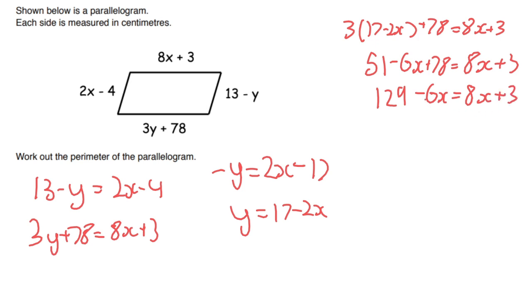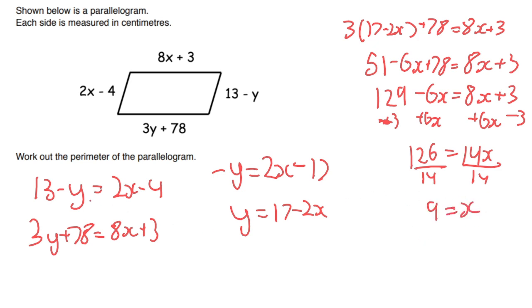Then I want to get all the x's on one side and all the numbers on one side. So I can add 6x on both sides to get rid of the 6x. And I can also subtract a 3 on both sides to get rid of this 3. So now I'll be left with 126 equals 14x. I divide both sides by 14 to find x, and x is 9.